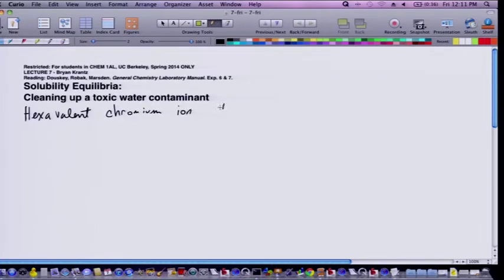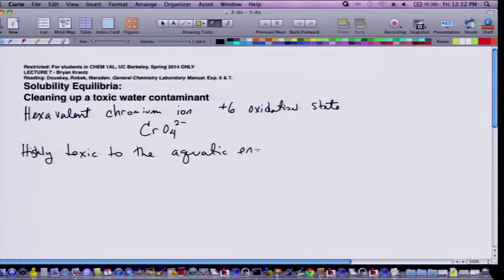So hexavalent chromium ions are in the +6 oxidation state. Okay, you don't really need to memorize that, but that's what that means. And a particularly nasty hexavalent chromium species is the chromate ion, which is -2 charge. Now, the chromium itself is +6, but remember we have these 4 oxygens around it, so the overall charge is negative. Anyway, this particular species, like many hexavalent chromiums, is highly toxic to the aquatic environment. And it's due to its oxidizing strength.